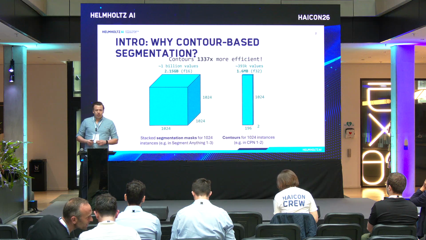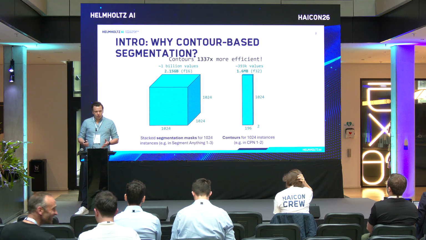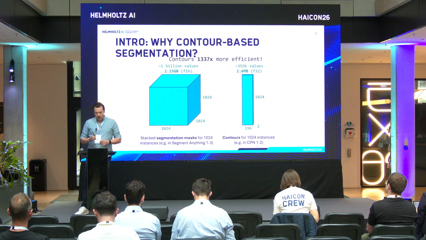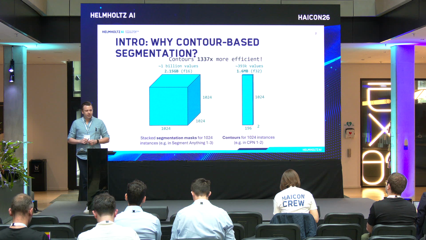So here you can see a simple example of output representations. How do you represent in your output the segmentations of individual instances? On the left side, you can see what MaskFormer-based models like Segment Anything use. So these are mask stacks. Each instance has its own slice in this cube, basically.